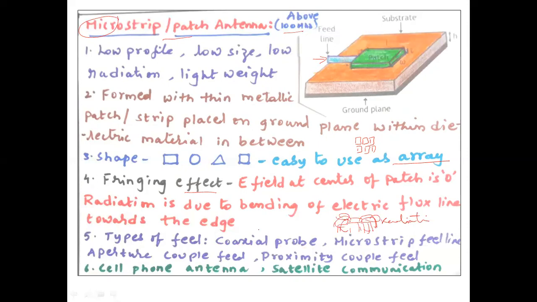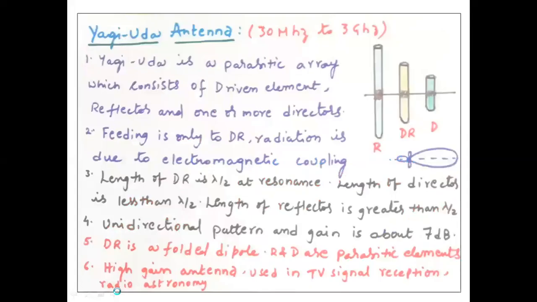And application-wise, we are having mainly cell phone antennas. This is a major and important application regarding microstrip. And the second one is satellite communication, right? Next one is the Yagi-Uda antenna.